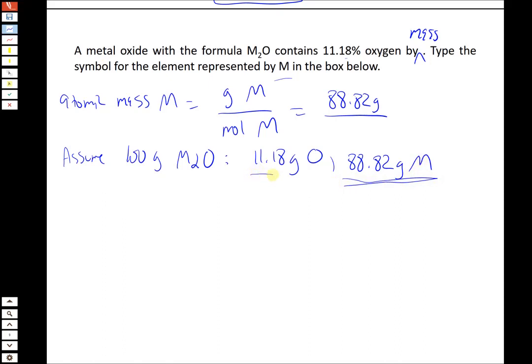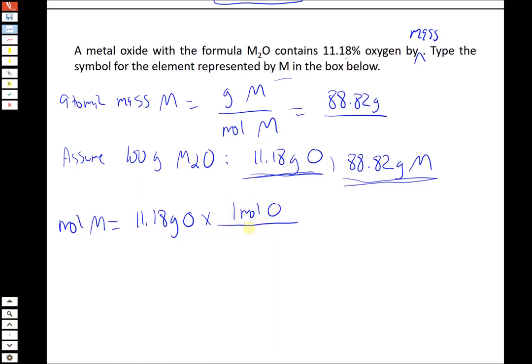But what we do know is the mass of oxygen. That we know the atomic mass of, so we can find out how many moles of oxygen that is, and we can then relate that to the moles of the metal. So here's how we're going to do that. To find the moles of metal, we have 11.18 grams of oxygen in the sample. And then we can convert grams of oxygen into moles. As I said in this chapter, when in doubt, convert to moles when you can. So we're going to do that.